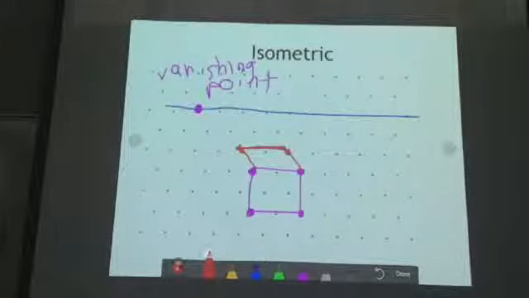Okay, so same thing. Let's come down to my bottom vertex and at an angle go up to your next dot. And then you can connect those back too. And you have your 3D box.